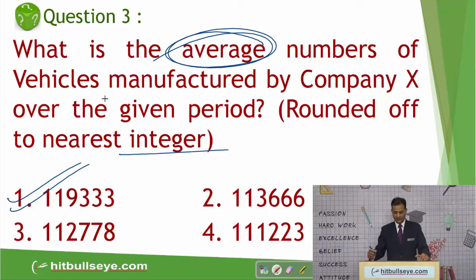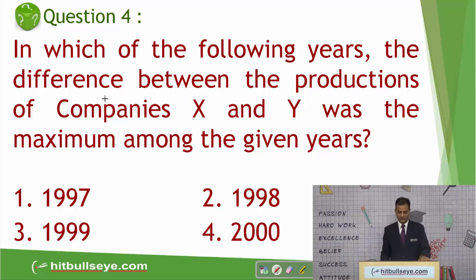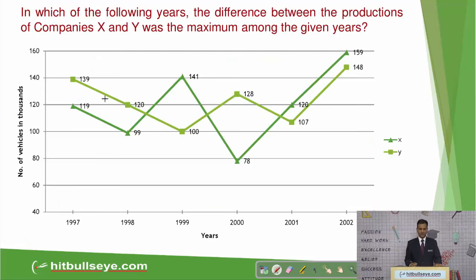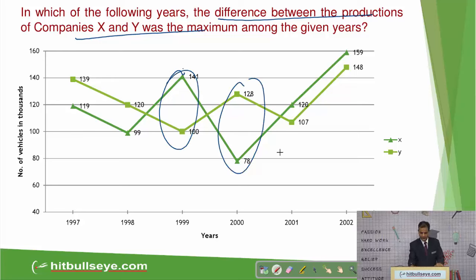In which of the following years the difference between the production of company X and Y was the maximum? Now he is asking the difference between production of company X and Y. In which year? Now you can see simply, students, these are the two areas. So here the difference is 128 minus 78, it will be 50, and here the difference is 141 minus 40. So the answer is, you can see, the year 2000.